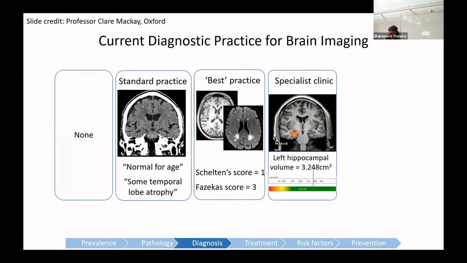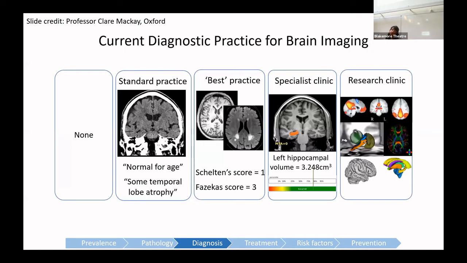Or you could go to a specialist clinic. And in this case, you can extract more quantitative measures of brain regions. So you could look at the hippocampal volume, compare it to a normalized hippocampal volume for the population, and say, okay, this patient has a smaller hippocampus than other people of the same age and same sex in this population. So you can have a more informed reading there. Or in rare cases, you could also go to a research clinic. So you don't just get structural MRI, you get a whole different bunch of MRI scans looking at diffusion, perfusion, resting state fMRI, and all of these different scans. They tell you more than just about volumes. They also tell you about connectivity of the brain, microstructure of the brain, blood flow in the brain, and so on. So that's the range of diagnostic practice in the UK for brain imaging.